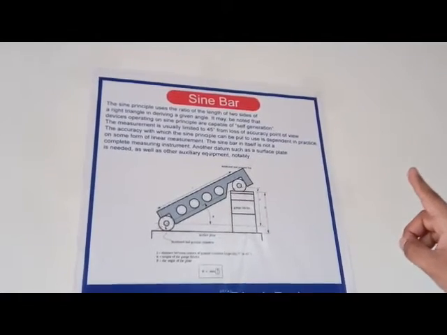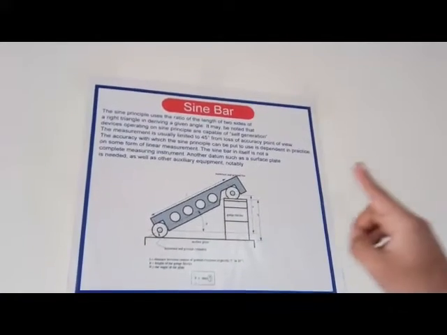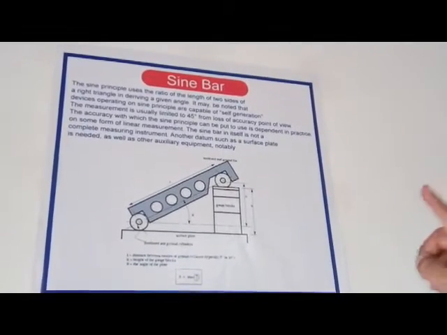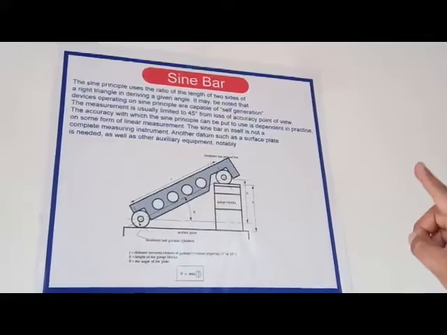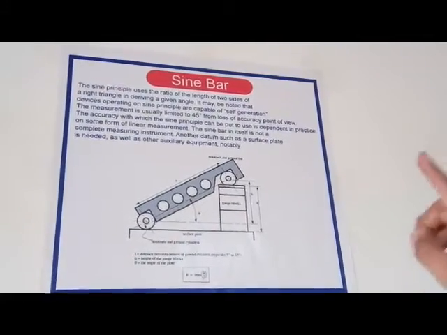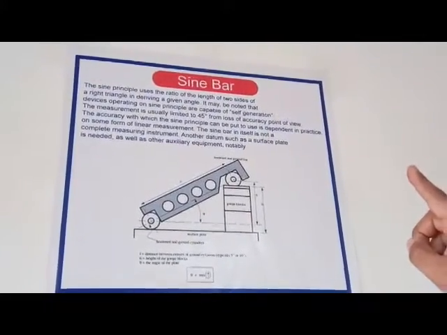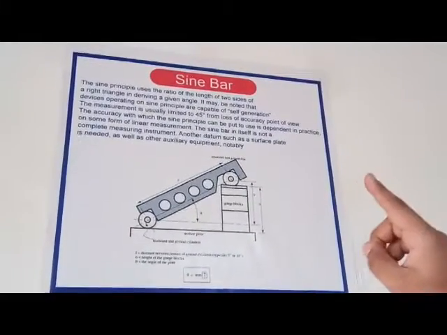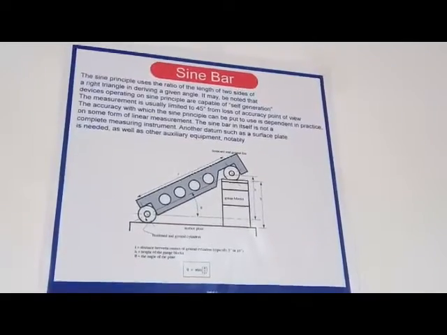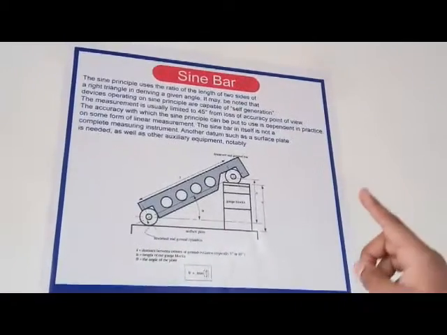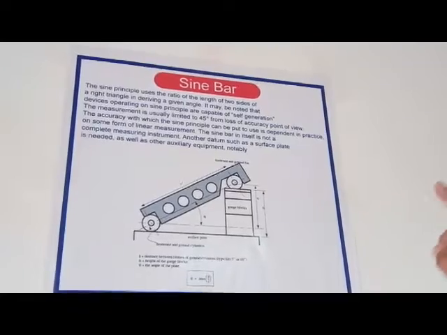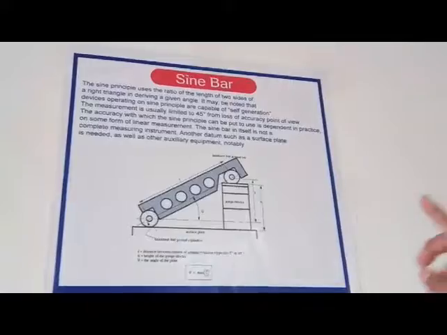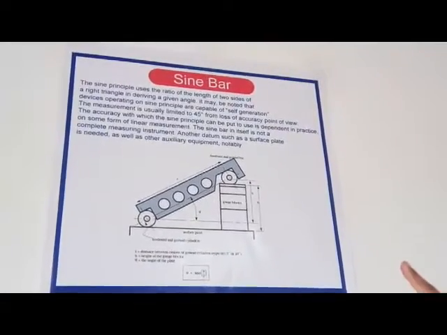The sine principle uses the ratio of the length of two sides of a right triangle in deriving a given angle. It may be noted that devices operating on the sine principle are capable of self-generation. The measurement is usually limited to 45 degrees from the loss of accuracy point of view. The accuracy with which the sine principle can be put to use is dependent in practice on some form of linear measurement. The sine bar in itself is not a complete measuring instrument, but another datum such as a surface plate is needed, as well as other auxiliary equipment.